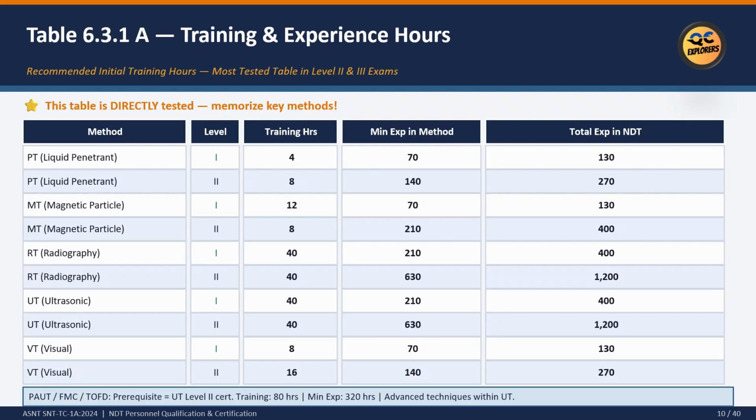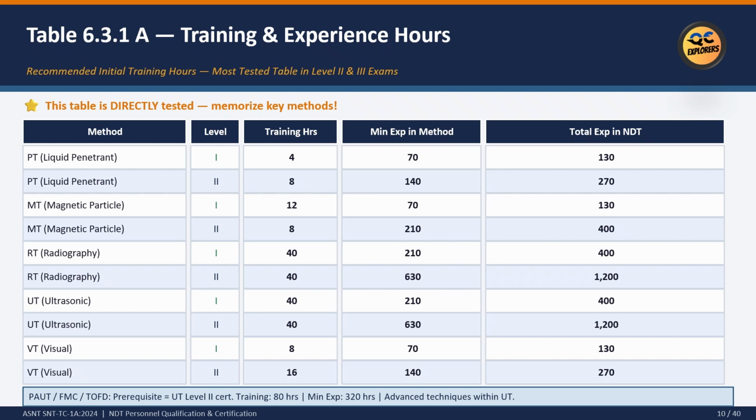One of the most heavily tested tables in Level 2 and Level 3 examinations. Table 6.3.1a. Candidates should memorize major methods like PT, MT, RT, UT, and VT. For example, UT Level 2 requires 40 training hours, 630 hours minimum method experience, and 1,200 hours total NDT experience.